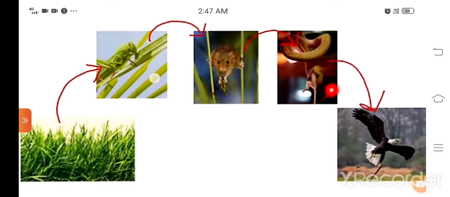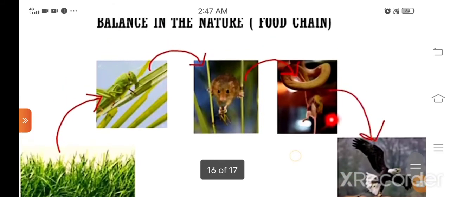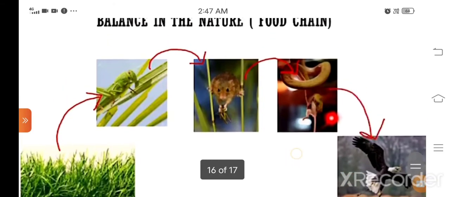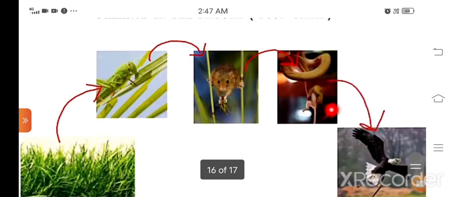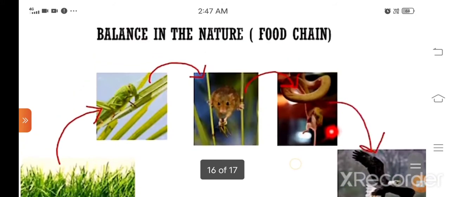The grass is eaten by the grasshopper. The grasshopper is eaten by the rat. The rat is eaten by the snake, and the snake is eaten by the eagle. So this is also called a food chain. And when everyone is keeping balance in nature, this is called balance in nature. Everyone is trying to keep balance in nature.